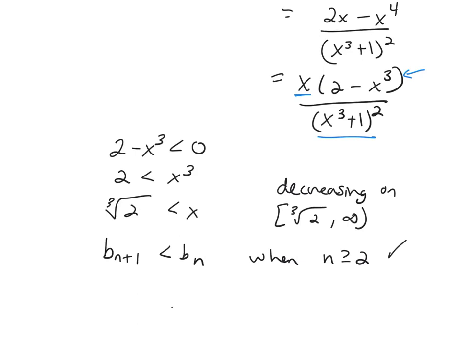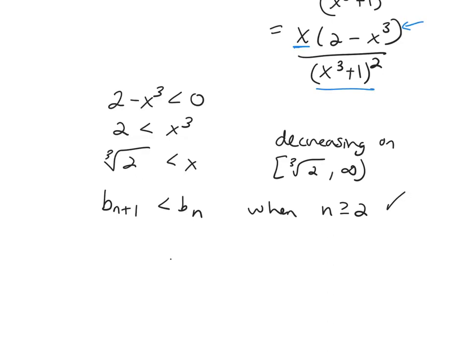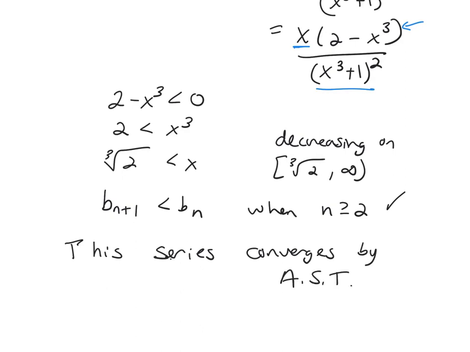So both of the parts of my alternating series test hold. I'm able to make my conclusion that this series converges. Converges by alternating series test. So again, when you're using the alternating series test, you just got to check your 2 conditions: the limit is 0 and that it's decreasing.